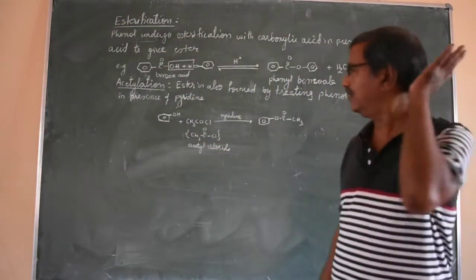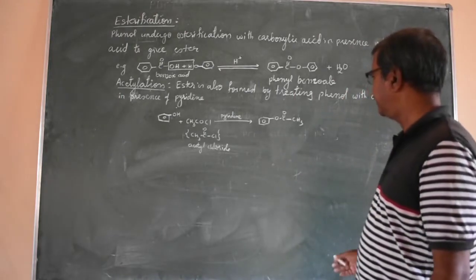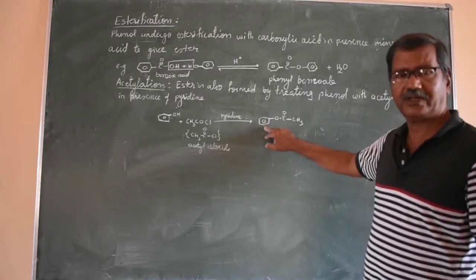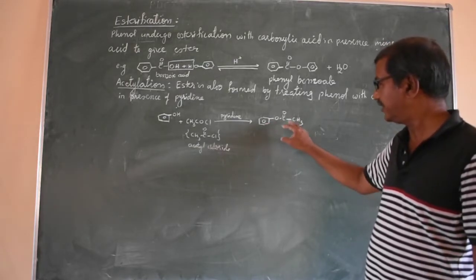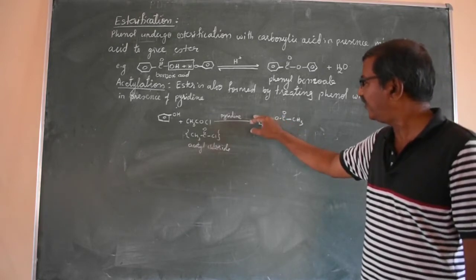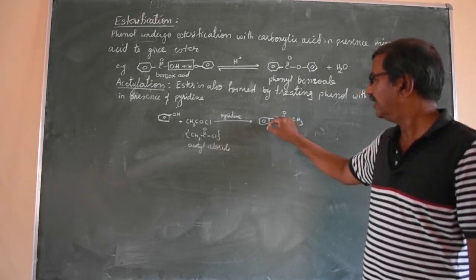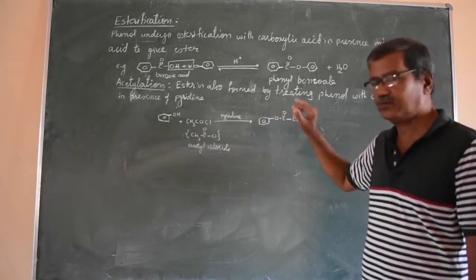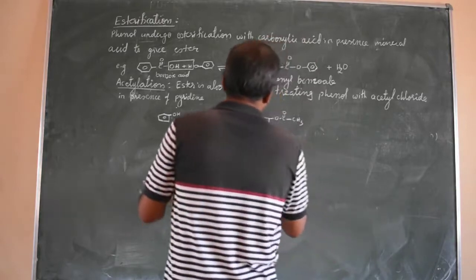As we know, first we have to name the group attached to oxygen. So here which group is attached to oxygen? This one. Not this one, it is attached to the carbon. This one is attached to oxygen, so it is phenyl. Then acetic acid means acetate, CH3C double bond O. Phenyl acetate.